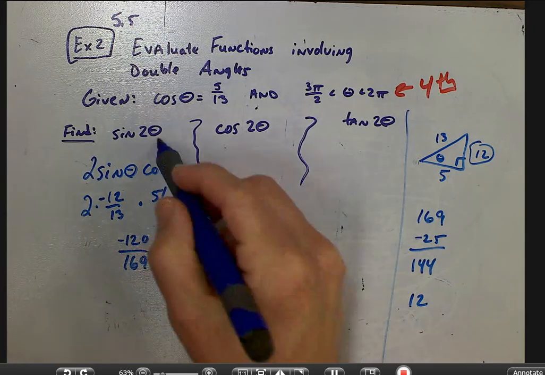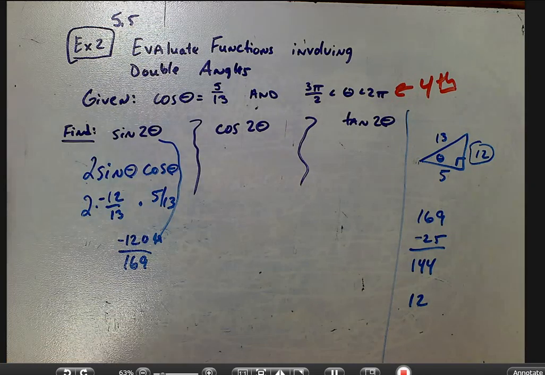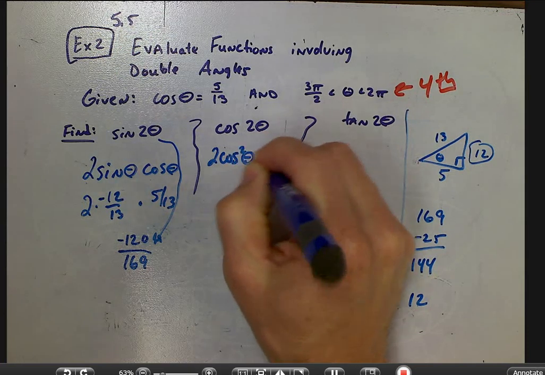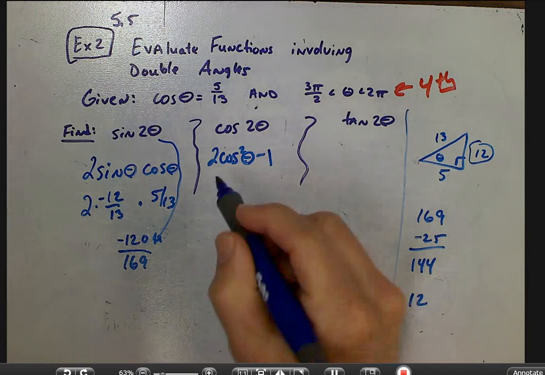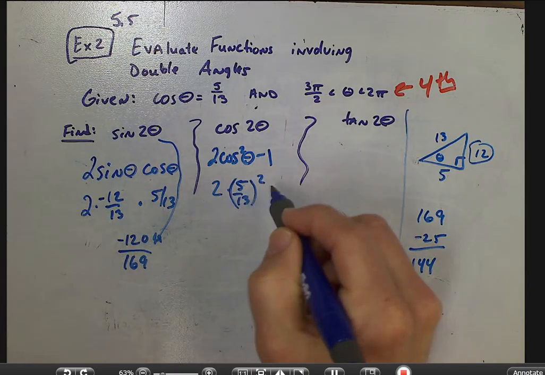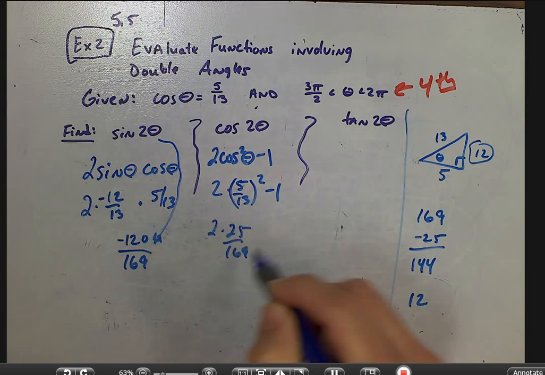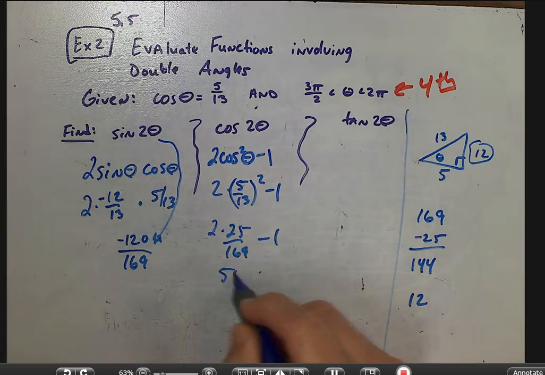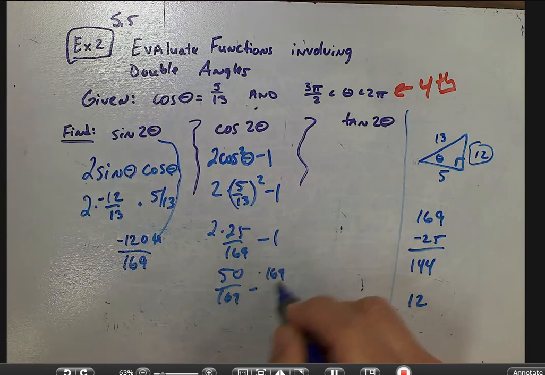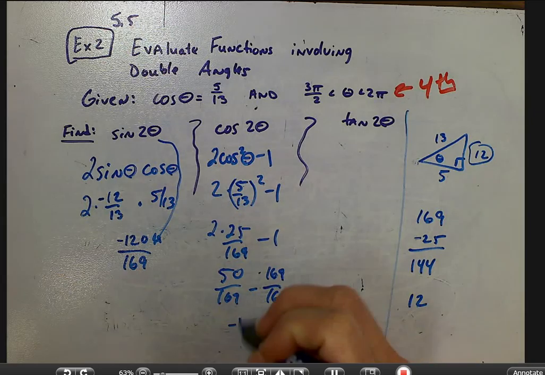And so I take 2 times negative 12/13 times 5/13, and I get negative 120 over 169 as the sine of 2 theta. For the cosine of 2 theta, the formula is 2 cosine squared theta minus 1. It comes right up on the formula reference sheet. So I'll take 2 times 5/13 squared and subtract 1. So 2 times 25 over 169 minus 1. 50 over 169 minus, and I'm going to change 1 into 169 over 169. That way I can subtract the fractions, and I get negative 119 over 169.